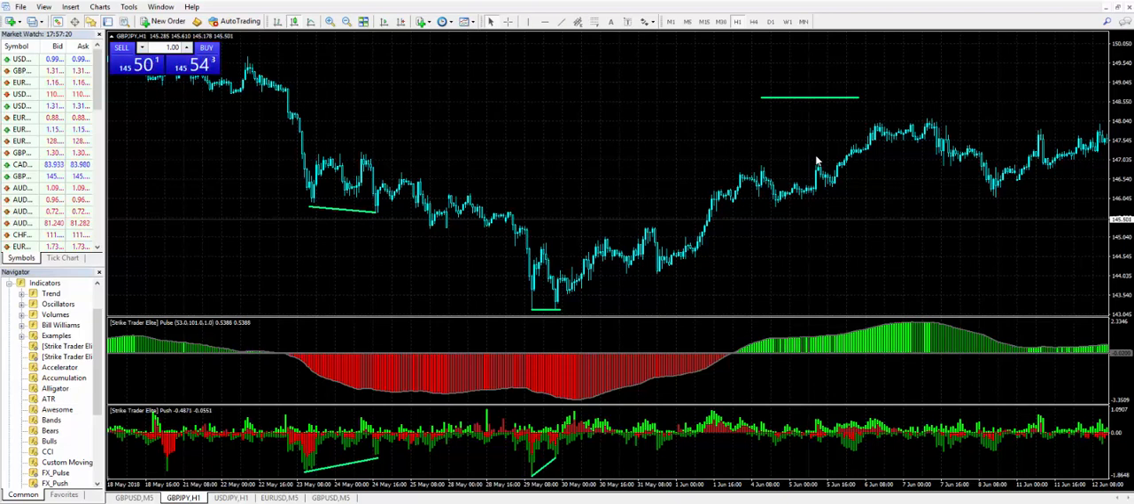So I look for possible key reversal points on higher time frame charts. If I can see these possible key reversal points on a higher time frame chart, that will help me decide on lower time frame charts what areas I want to get into trades, where I'm getting signals off the Strike Trader Elite Pulse indicator.